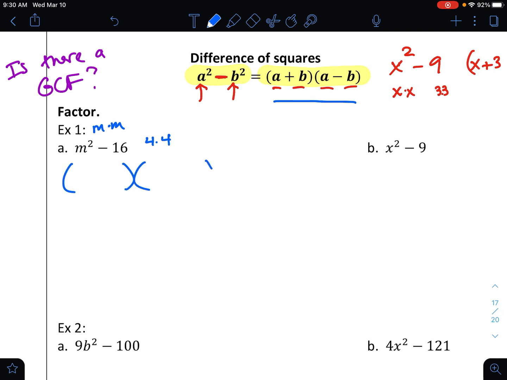So I can factor it out. I'm going to have m times m. I'm going to have 4 times 4. And notice there's no term with just an m in it. I'm going to make it drop out by saying positive or negative, plus or minus. And so here is my answer.